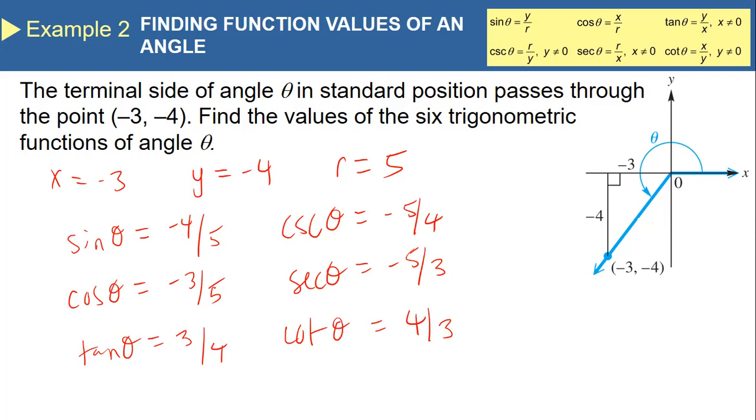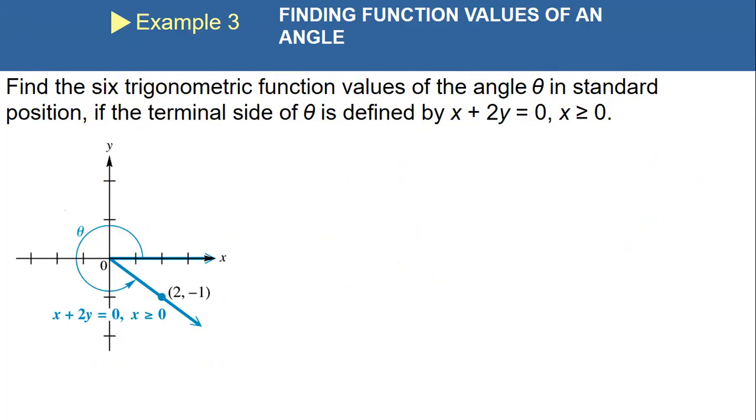Yeah? Awesome. Okay, so now it says find the 6 trig function values of the angle theta in standard position if the terminal side of theta is defined by x plus 2y equals 0, right? So it gave us our picture, and it says that this is defined by x plus 2y equals 0. And it tells us that our x and our y are 2 and -1, right? So we know that this is 2 and this is -1.